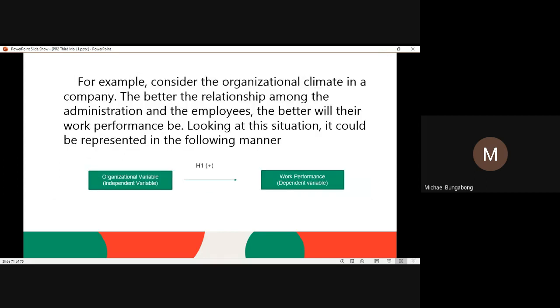All right? So consider, for example, the organizational climate in a company. For example, the better the relationship among the administration and the employees, the better will their work performance be. So if you try to look at this situation, it can be represented in the following manner. So you can see the organizational variable as our independent variable.